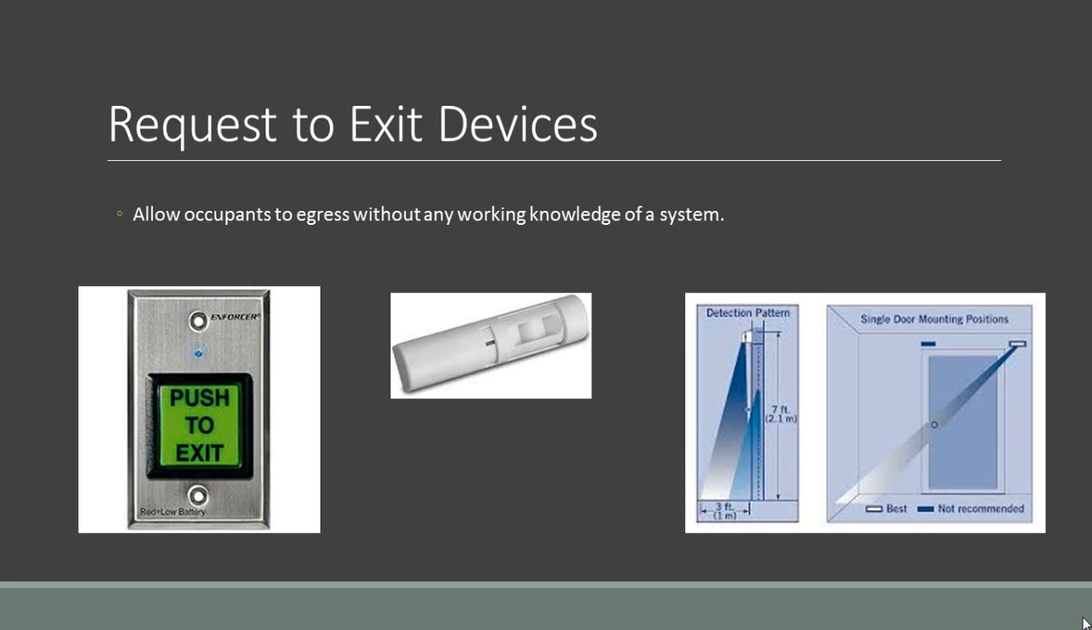What you see in the middle is a proximity device. It detects when a person is within a certain range of what the eye, so to speak, picks up. The right side photo here shows what is considered a curtain detection pattern, which is the preferred method to use for egress.